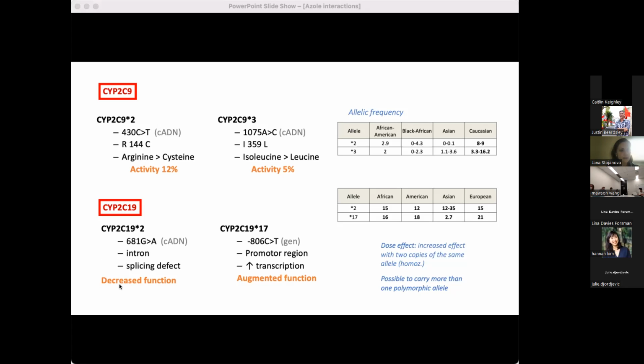Just to note that there is a dose effect with polymorphisms. For example, in a study that we did with voriconazole, metabolized by 2C19, we found 3 of 60 individuals that carried both *2 and *17, which makes it really difficult to predict the final effect. So it's quite helpful to be able to measure drug concentration.